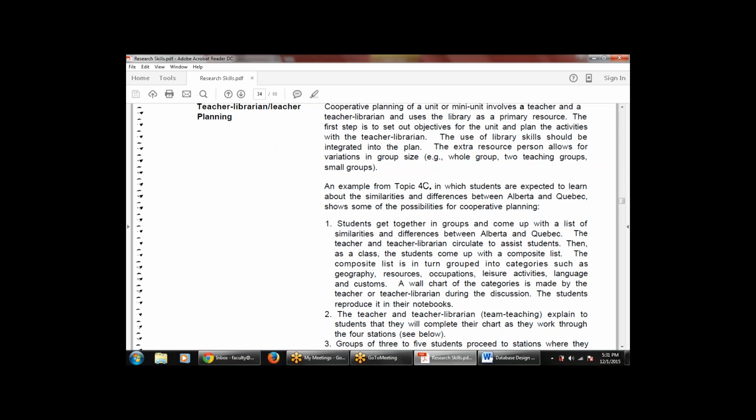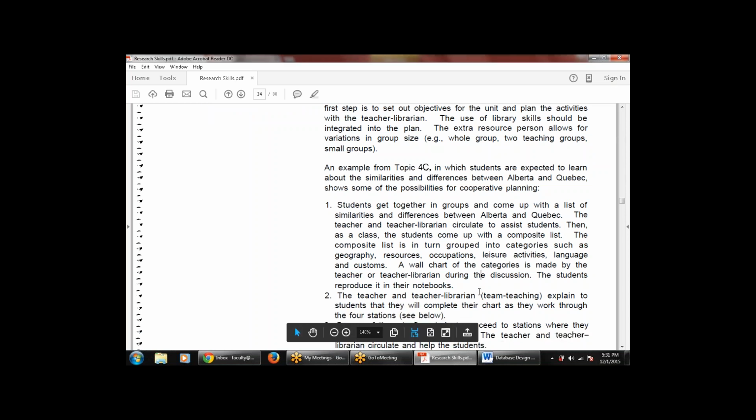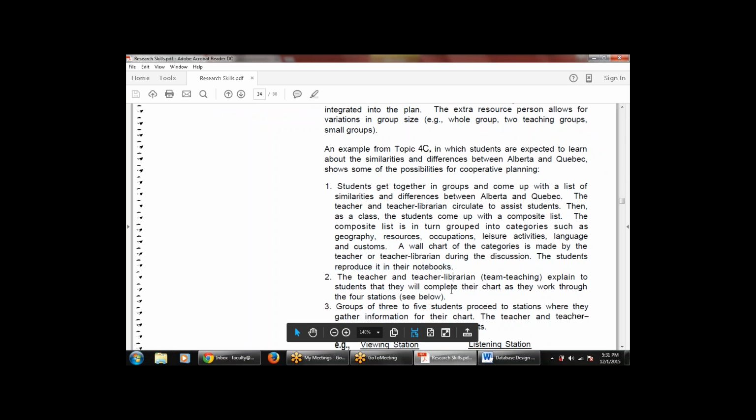Then as a class, the students come up with a composite list. In turn, that is grouped into different categories such as geography, resources, occupations, leisure activities, language, and customs. The students also reproduce it in their notebooks, which are the representation tasks carried out in these activities.